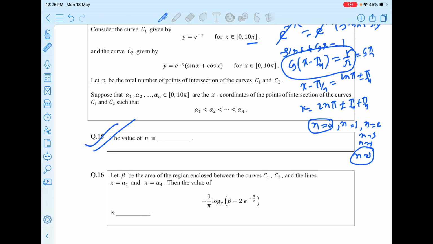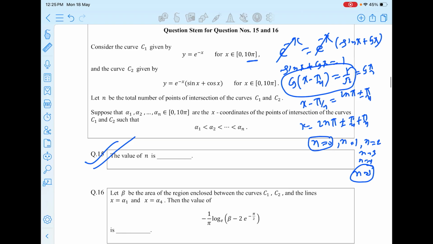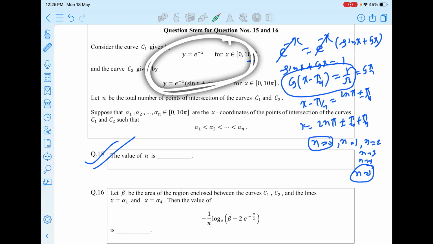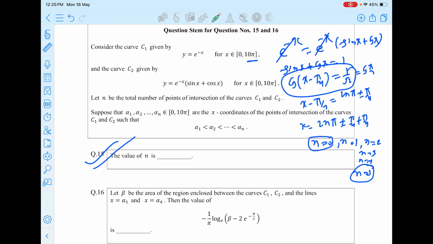Beta is the area between x is equal to alpha 1 and x is equal to alpha 4. So once you get the points of intersection, you get alpha 1 and alpha 4. After that you have to find the area between these two curves. Okay, and that is again very straightforward. To find the area between these two curves, what will you do? Upper curve minus lower curve.